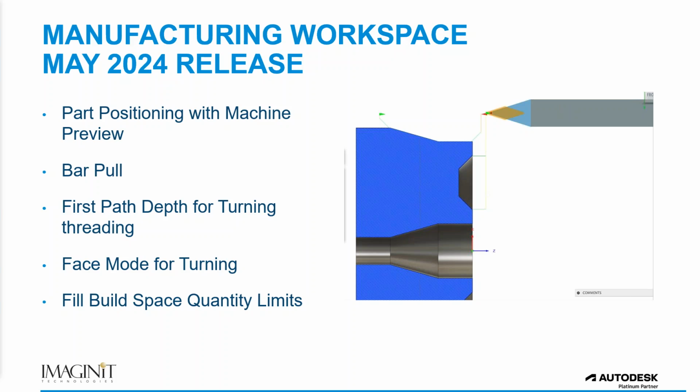Next, we've got first pass depth for turning threading. So if you've got exceptionally hard material and you want to take a very light first pass to get a groove going and then take your deeper cuts later, you can do that now. So you're not having to break that into two different operations. It can be all in one.